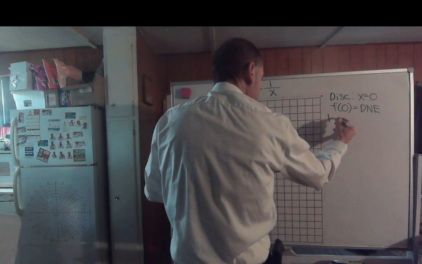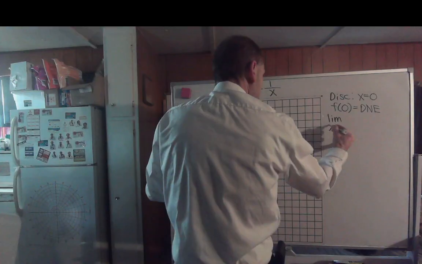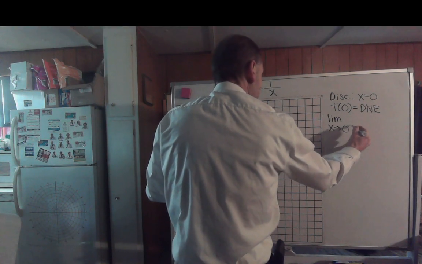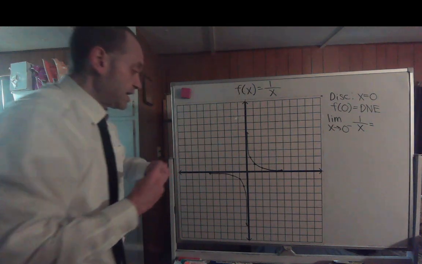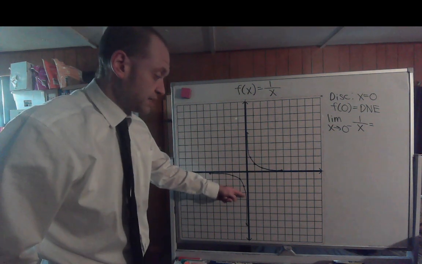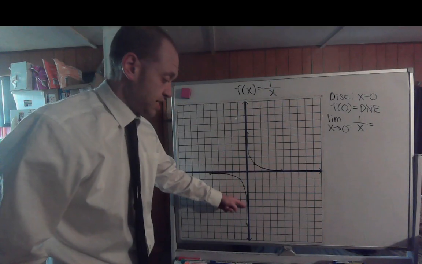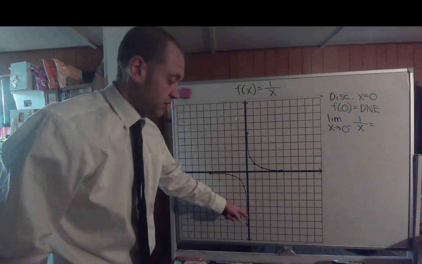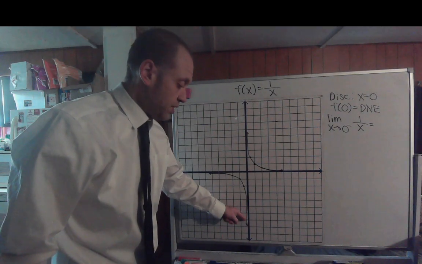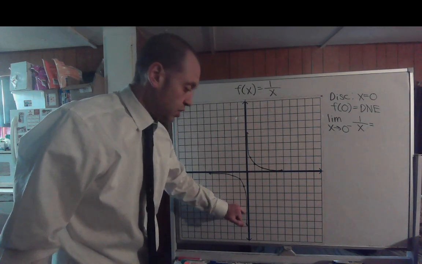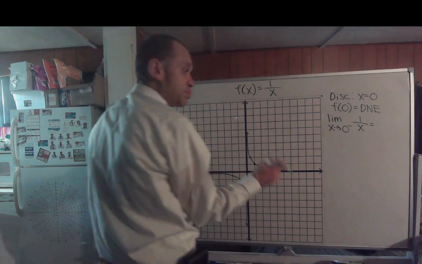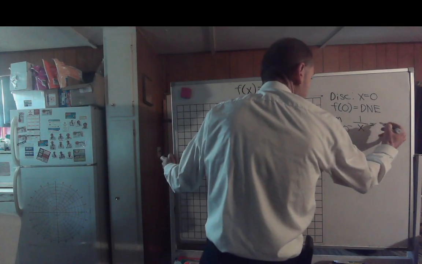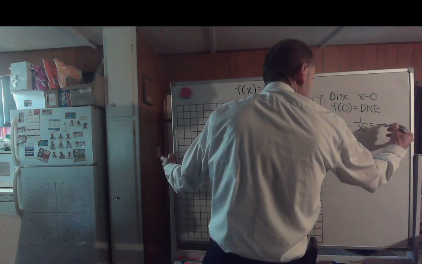So if we take the limit as x approaches 0 from the left of 1 over x, let's take a look at this here. I'm getting closer and closer to x equals 0, but I'm not actually touching it. And the closer and closer I get, the more negative my number's getting, the larger and more negative it's getting. So the limit as x approaches 0 from the left-hand side would be negative infinity.